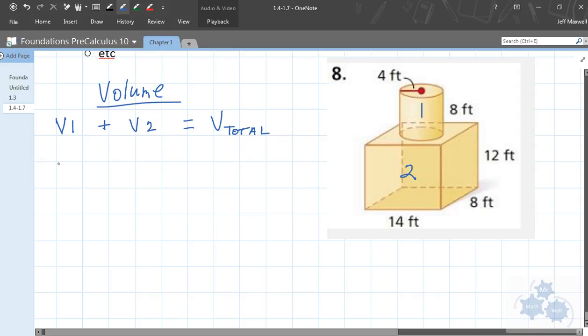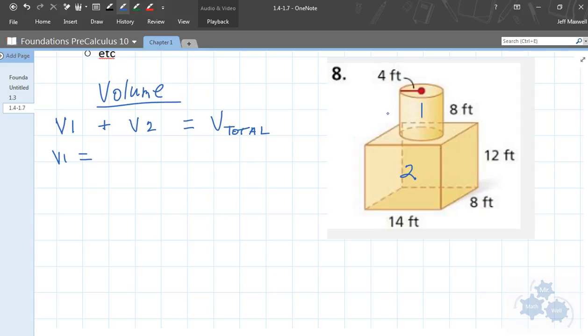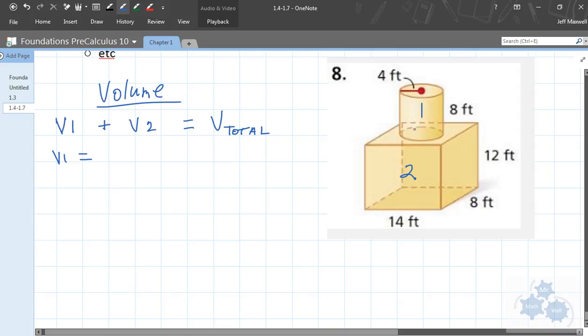So, what is the formula for volume 1? You guys remember how to find the volume of a cylinder? It's just a prism, remember? It's a circular prism, right? So, you find the area of the base and multiply it by the height. So, we have pi r squared, that's the area of the base, times the height.